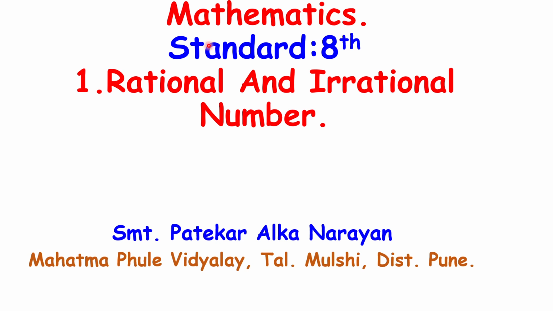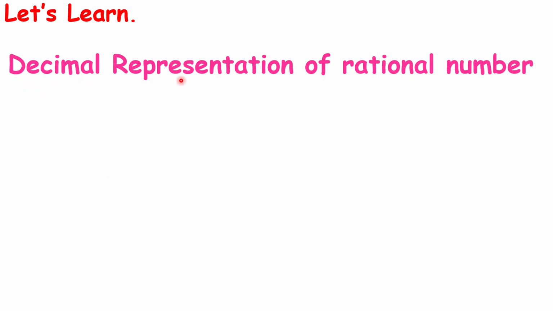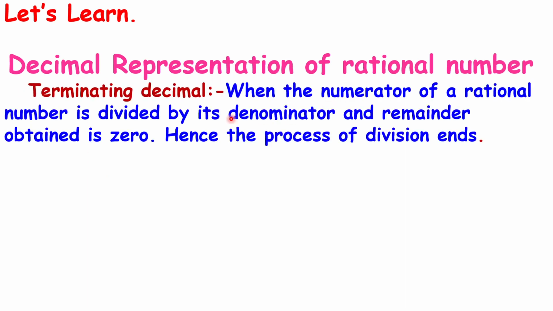Today we are going to continue the study of mathematics chapter 1, rational and irrational numbers. Today we are going to continue the representation of rational numbers. In the last video we saw how to compare rational numbers. Today we are going to learn the decimal representation of a rational number and practice set 1.3. Let's learn the decimal representation of a rational number.